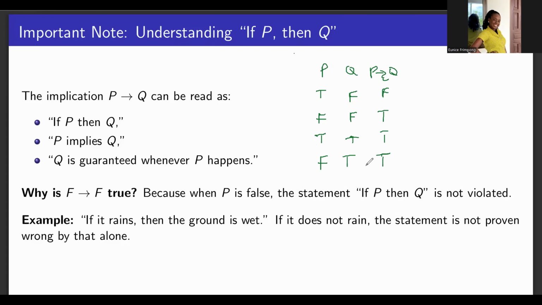Because remember, P didn't happen, so we don't care what happens to Q. But when P happens, we care what happens to Q, because when P happens, Q must happen. If Q does not happen, then the statement is false. All right.